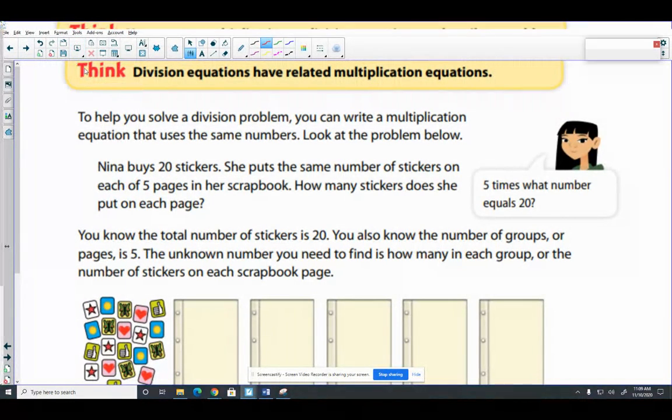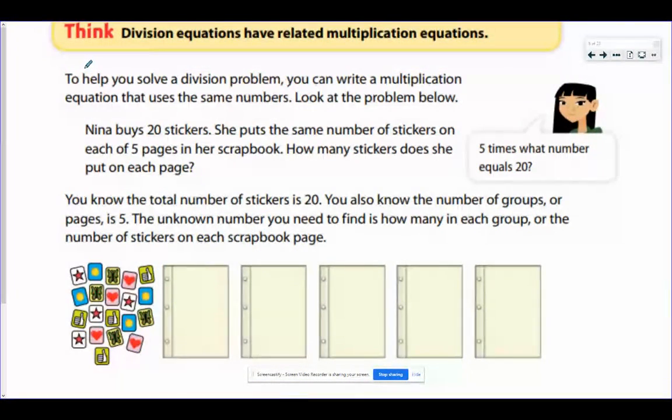Division equations have related multiplication equations. To help you solve a division problem, you can write a multiplication equation that uses the same numbers.